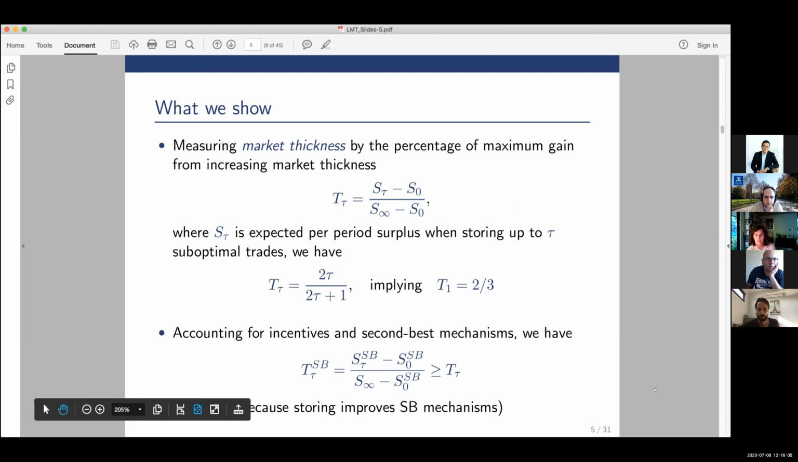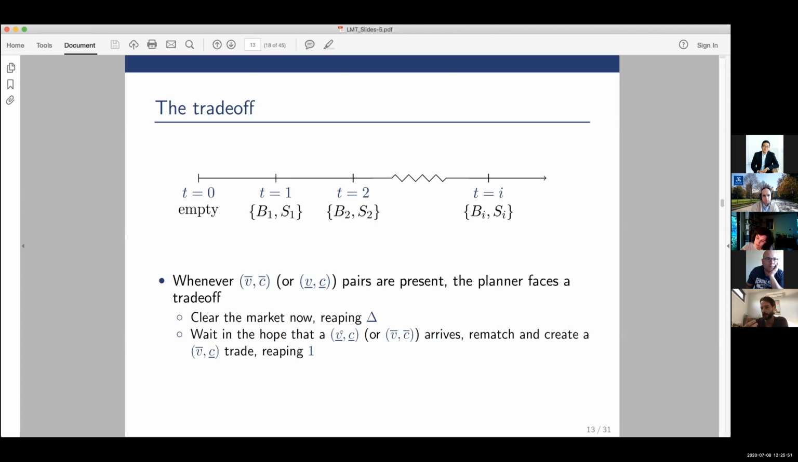Because if an efficient pair arrives, well, there's no point waiting, right? Because that pair arrives anyway. So you can execute that efficient trade immediately without storing. And if an identical suboptimal pair arrives, you have gained nothing. And if an inefficient pair arrives that is a V lower bar, C upper bar pair, you can just trash them, because that's the worst that can happen to you. It's a worst case scenario anyway, so you have no gain there.